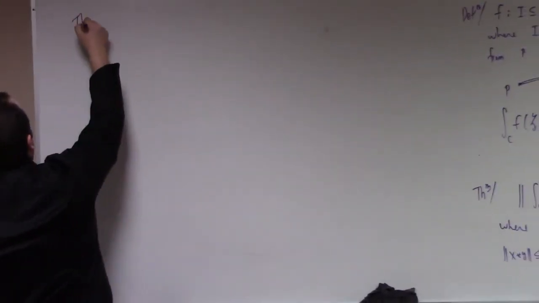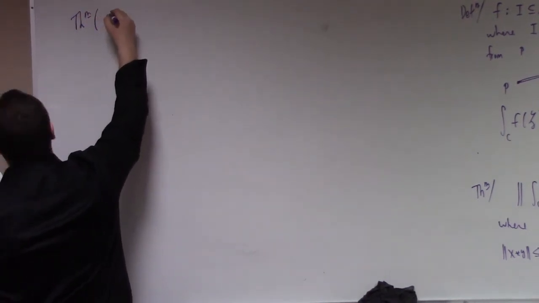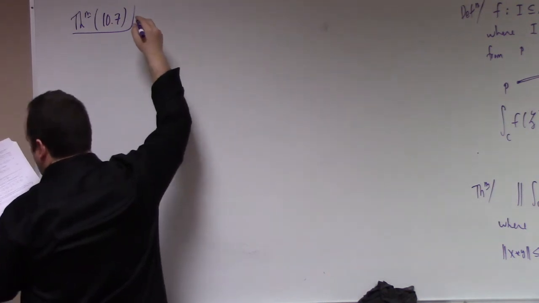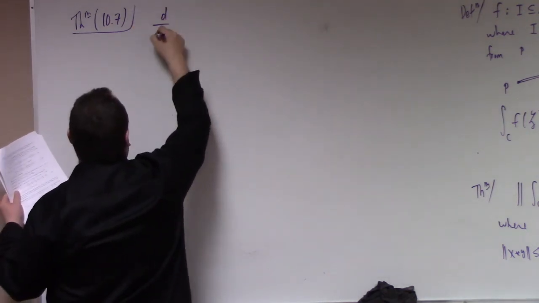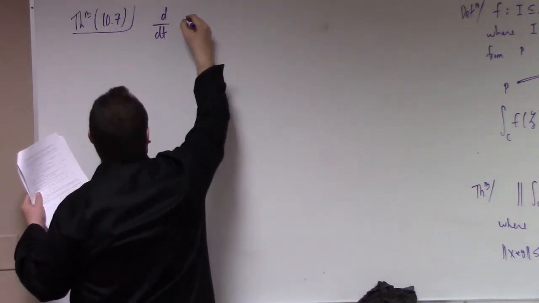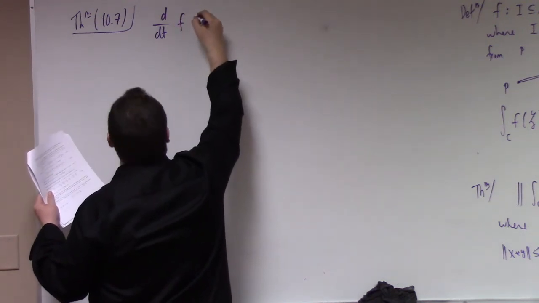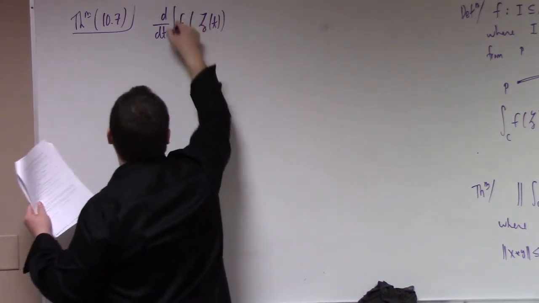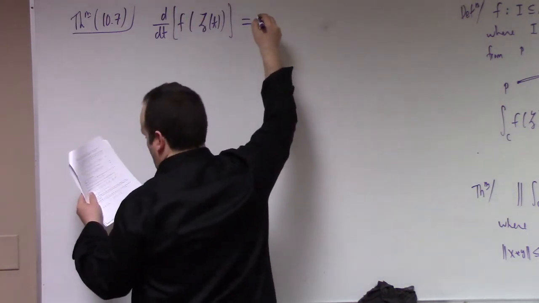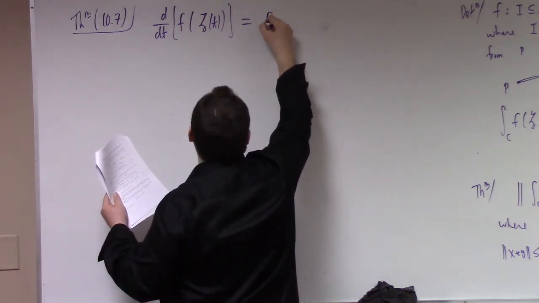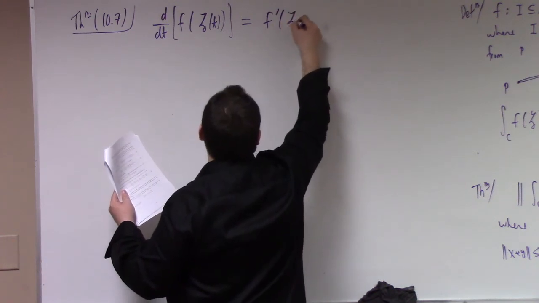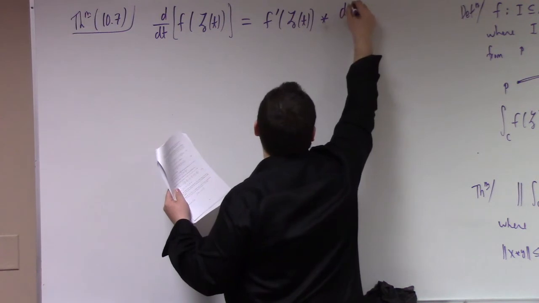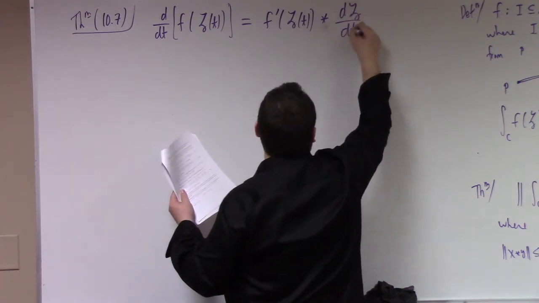Theorem, I mean, I care. 10.7, otherwise I wouldn't have said that. Theorem 10.7, and we've talked about this before, but I'll say it again. The derivative of f of zeta of t is equal to what? Well, it's equal to f prime of zeta of t times d zeta dt.